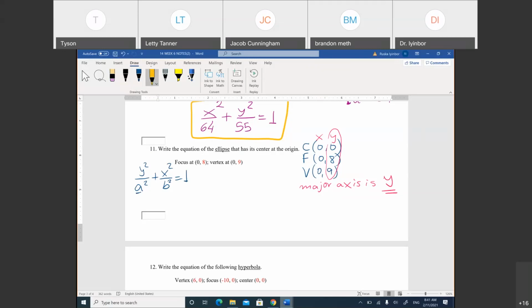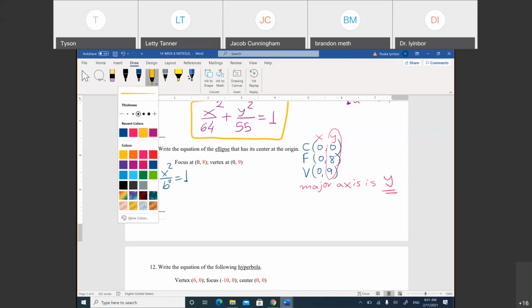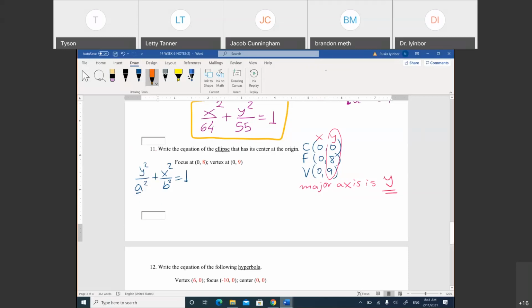So now let's go ahead and see what letters are given. Do you have a, b, c? What is given? Looking at my focus, the focus is going to give me c, right? And the vertex is going to give me a. So C is going to be 8 and A is going to be 9. So what do I need to find? I need to find B.